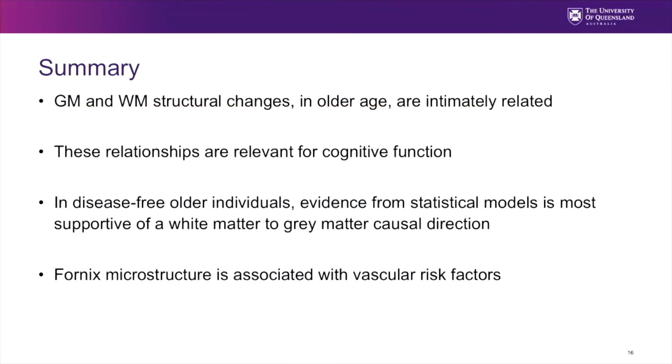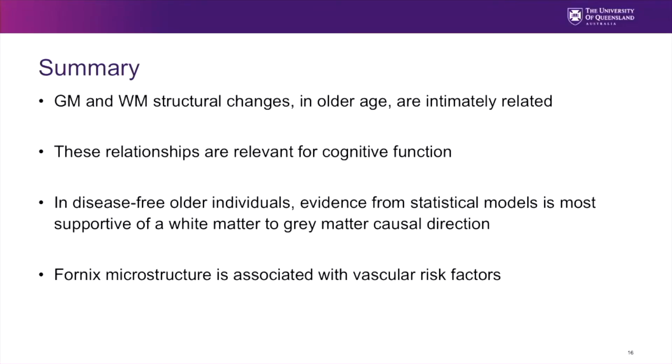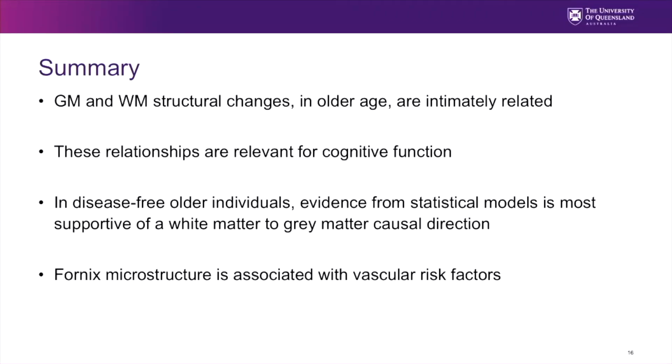So again, in truly longitudinal data, in healthy, disease-free older people, these models suggest that changes in white matter structure are driving changes in grey matter in the same memory network. So to summarize all of that, changes in grey matter and white matter structure are intimately related in healthy older people. We showed in Naomi's study that the relationships between grey and white matter structure are important in determining cognition in those people. And to date, at least, the evidence from the statistical models is most supportive of a white matter to grey matter direction of effect. And we've seen that both in a cross-sectional single-center study and also in the longitudinal data from the Rotterdam study.